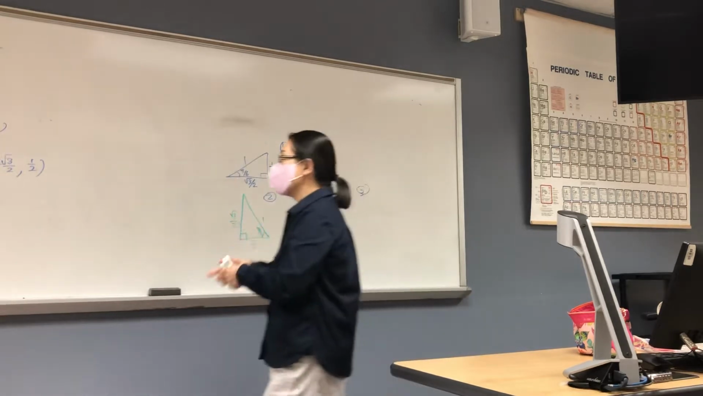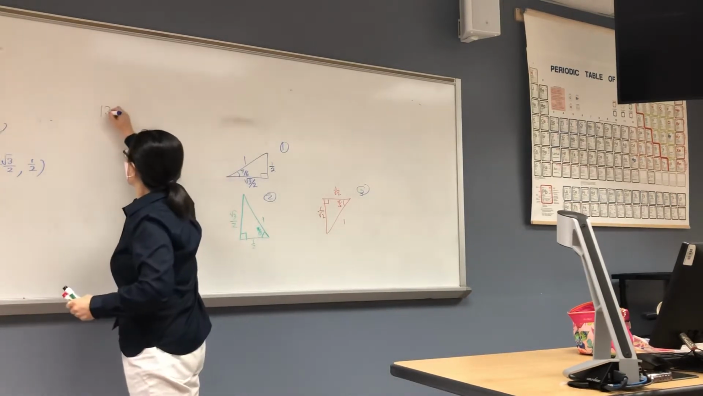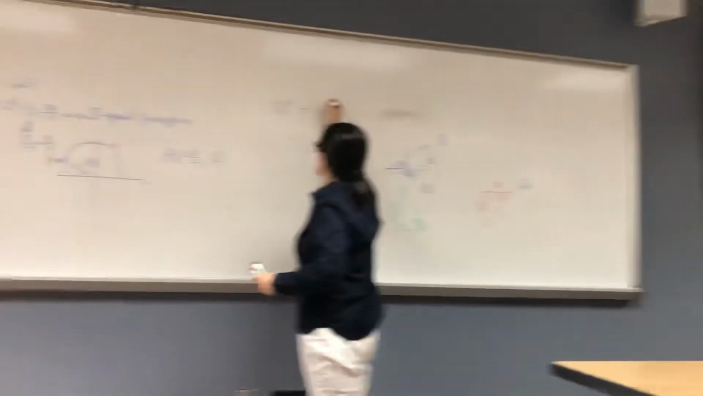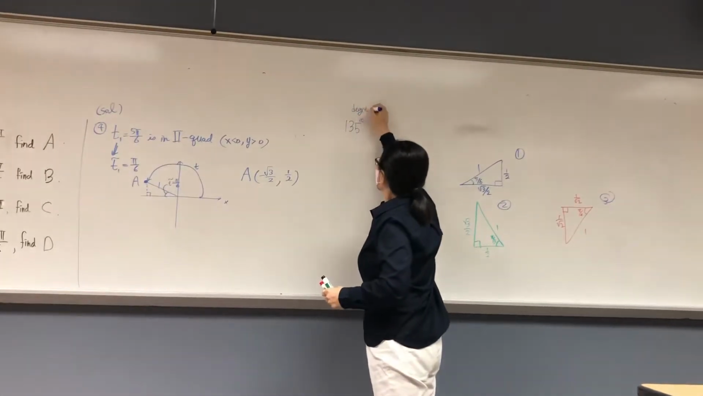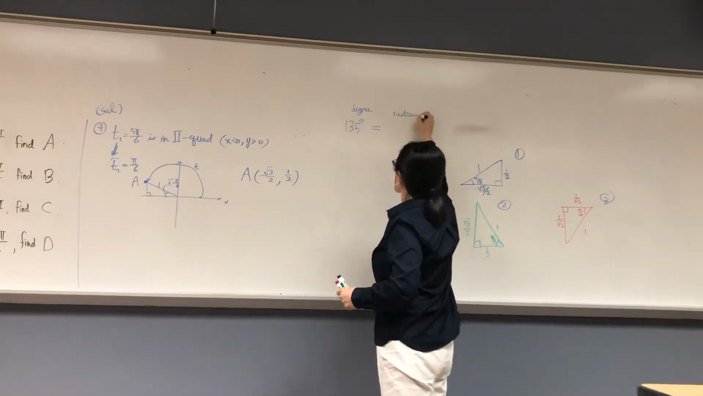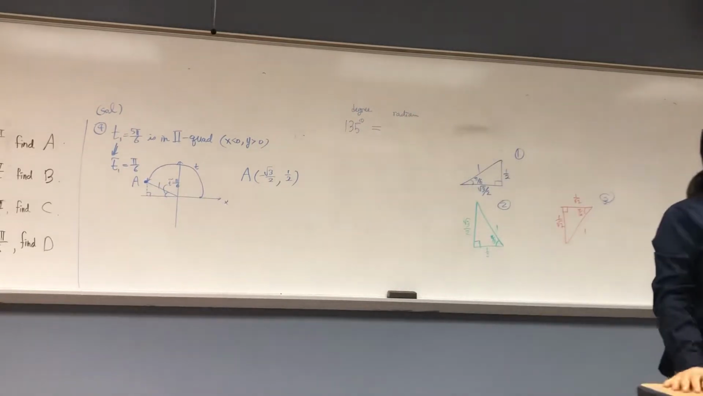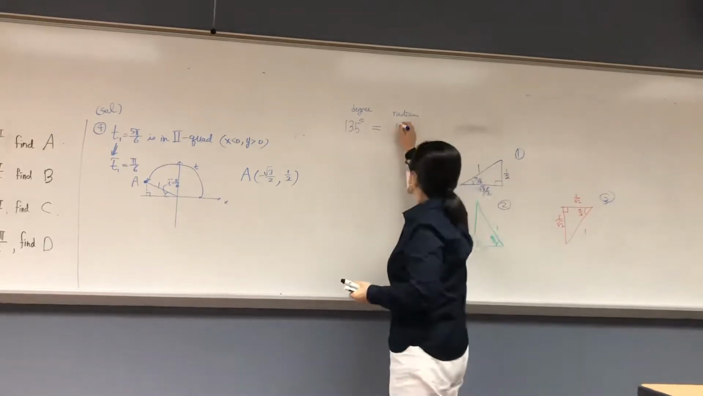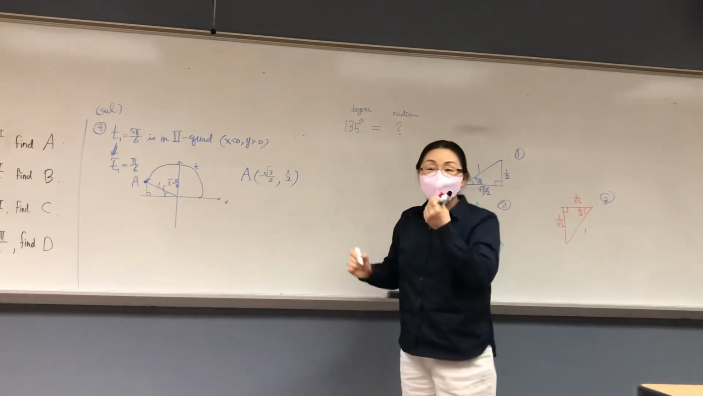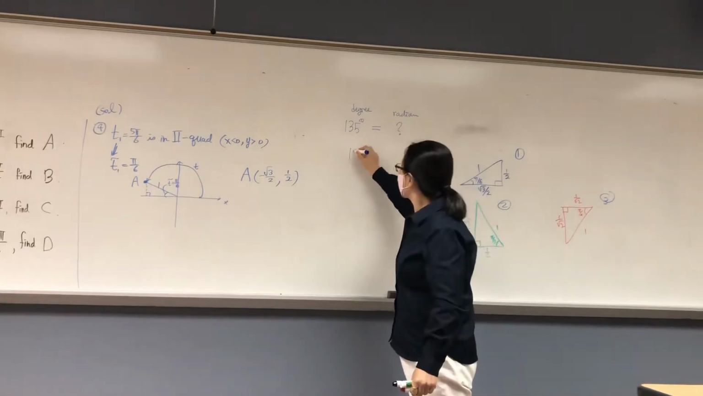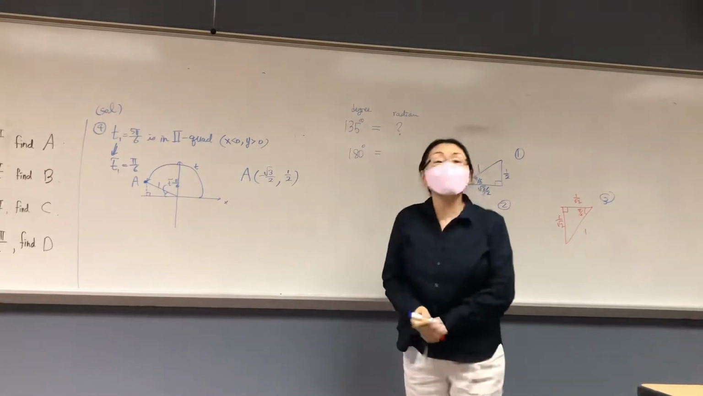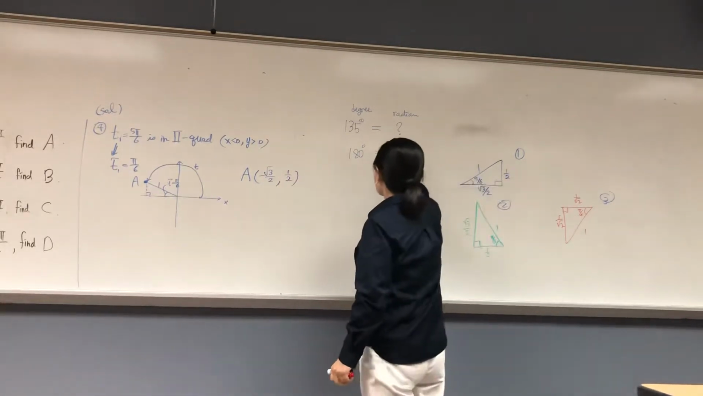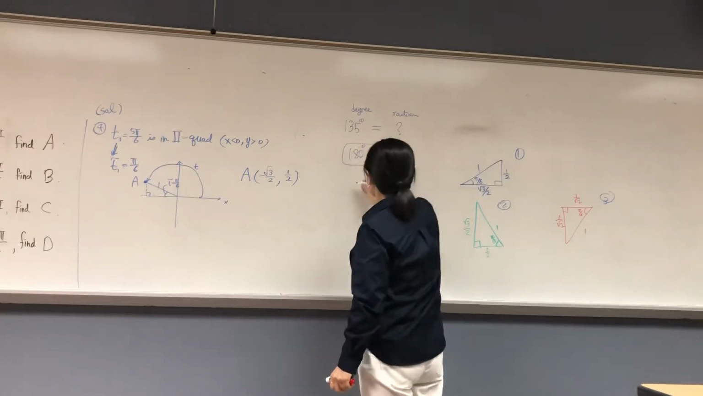Okay, let me ask you. What radian? 3 pi over 4. Yes, you are right. How do you know? Always the starting point is what? 180 is what? Pi. That's right. Everything starts from here.